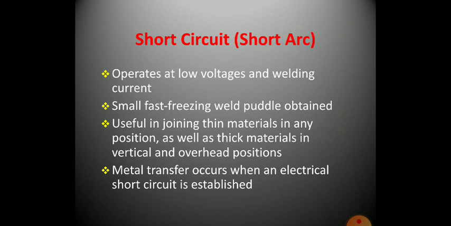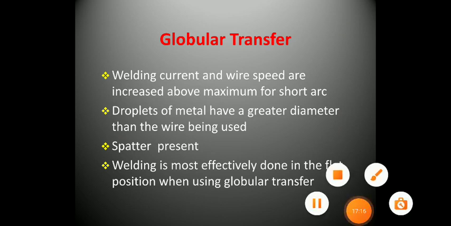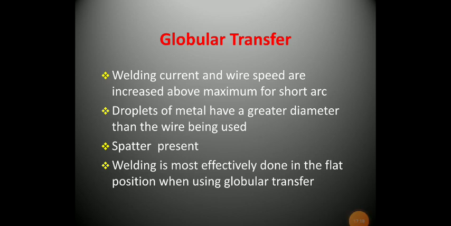And if we talk about the next one, this is globular transfer. What is globular transfer of the material in GMAW? The welding current and the wire speed are increased above the maximum for the short arc.